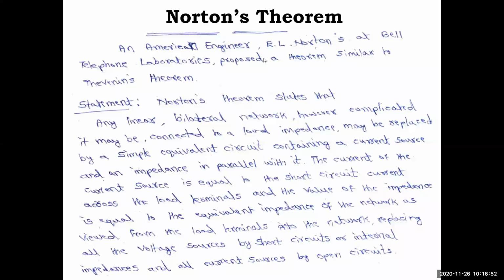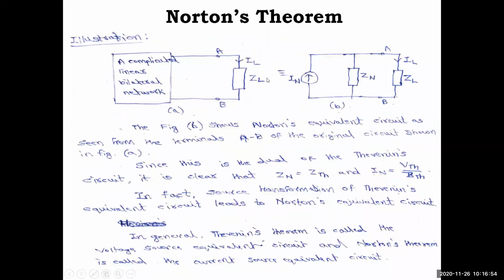Again, they will ask to state and prove Norton's theorem. For that I am illustrating it. This is the illustration; whatever I explained, I have shown you as a picture. Any complicated linear bilateral network with a load impedance across it will be formed as a current source, now called IN, because it is Norton, so I use the suffix N, in parallel with an impedance ZN. And then the load is there. This is the difference. Figure B shows the Norton's equivalent circuit as seen from the terminals AB.